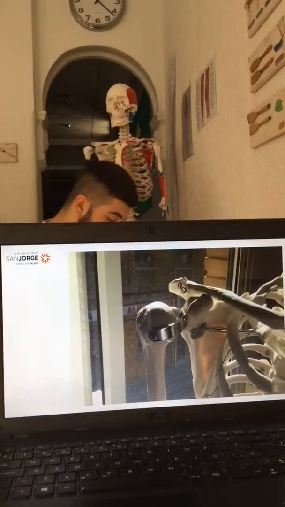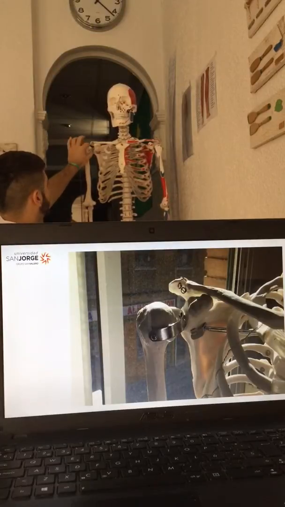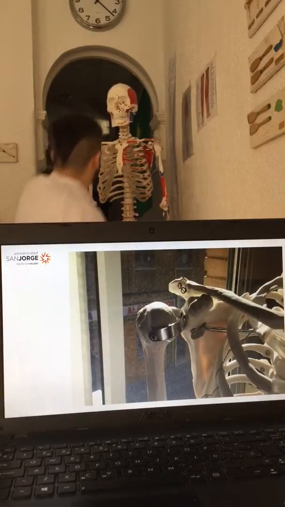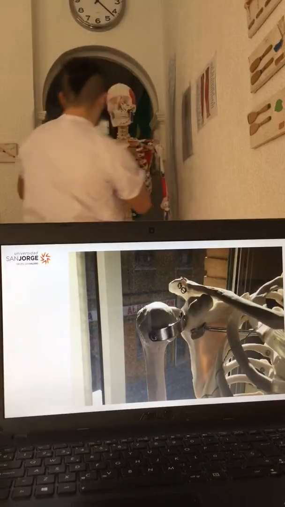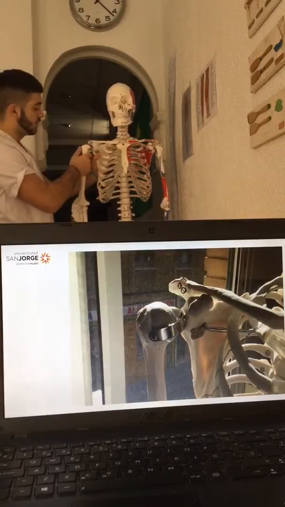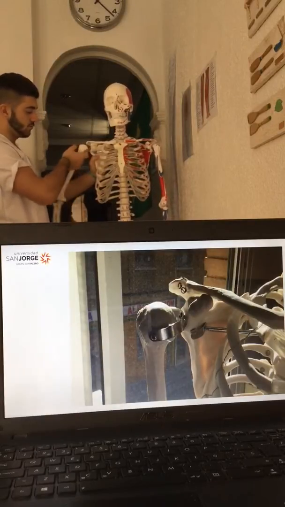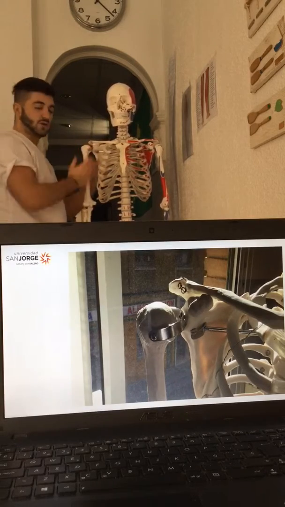The shoulder dislocation occurs when the head of the humerus pops out of the glenoid cavity of the scapula. This is the upper arm bone, the humerus, and this is the scapula, with the head of the humerus and the glenoid cavity of the scapula. And this shoulder dislocation occurs when the head of the humerus goes out, posterior or anterior, of the glenoid cavity.